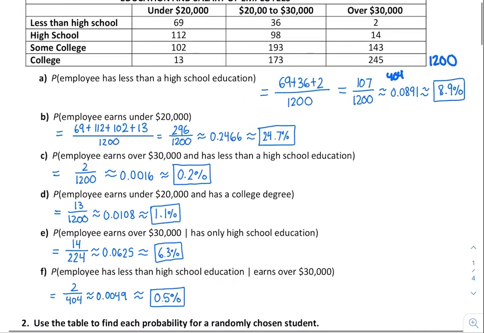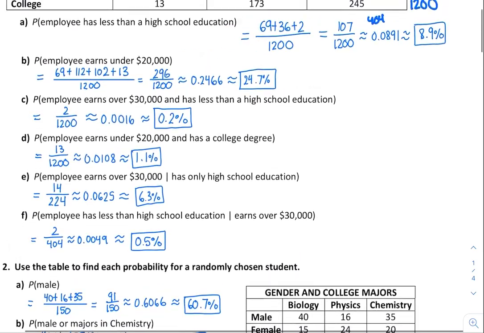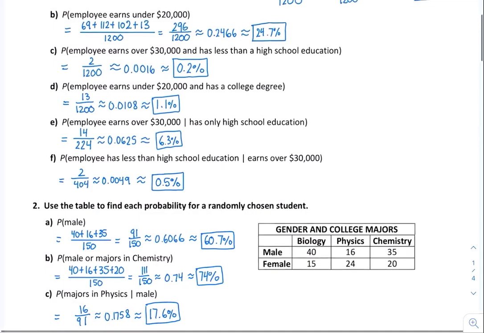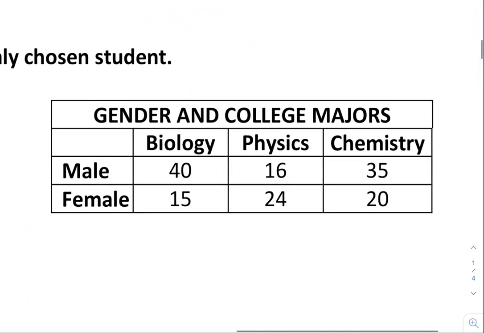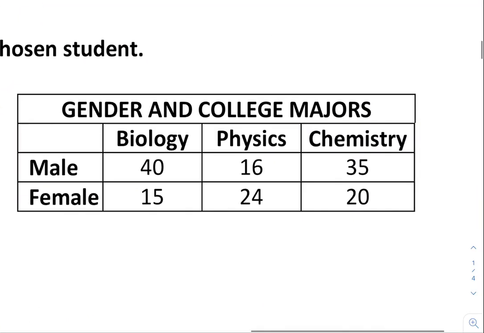And that's the first problem. Okay, problem 2. We have this chart. The first one says find the probability that it's male. Well, first of all, you have to find the total. And the total to this is 150. So find the probability that it's male.